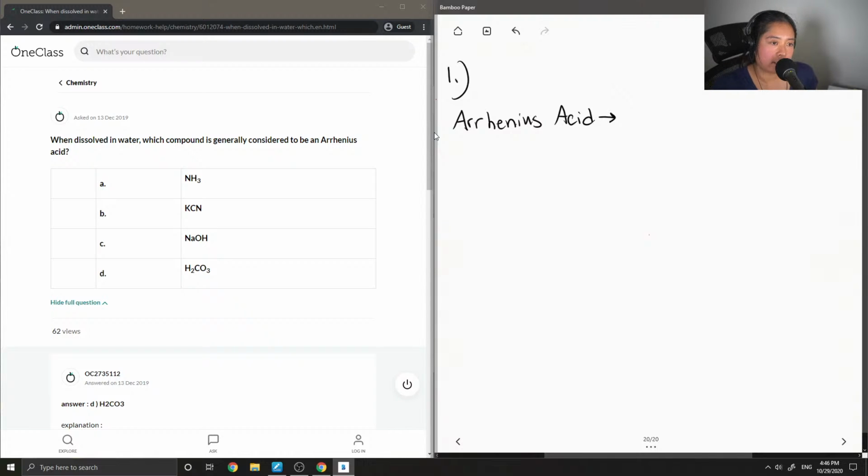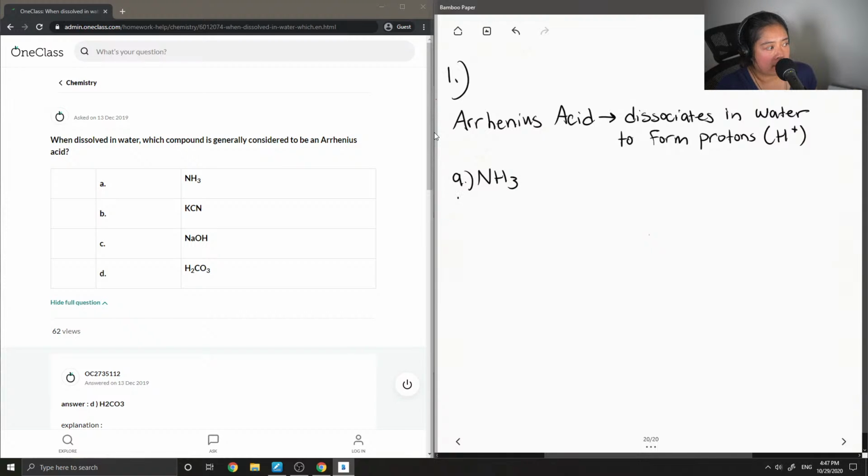So basically these are compounds that dissociate in water to form H+, or protons. Okay, so now let's look at all of our different options.